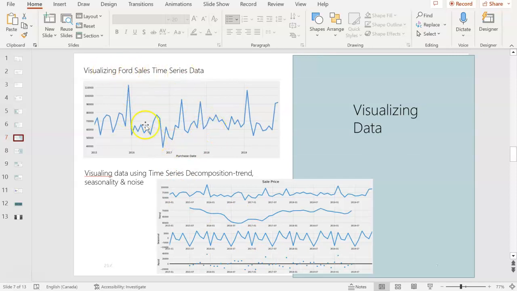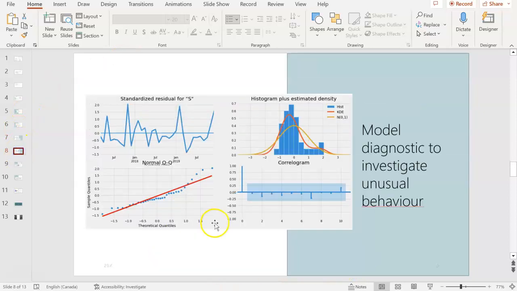Here you'll see we started to follow along with visualizing the data. This is visualizing the Ford sales time series data, using decomposition, trend, seasonality, and noise. This is the chart that I came up with, and everything looks pretty good. This is the model to diagnose and investigate unusual behavior. As I look at my charts, I'm not really seeing a whole lot of unusual behavior. You can see that it flows nicely. This is kind of a perfect curve for what we were looking for. Moving on.